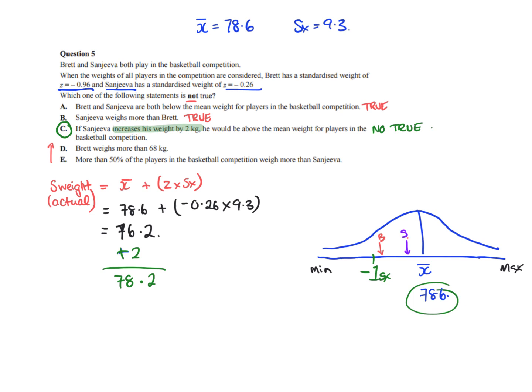So is Brett weighs more? So if you go and do the same formula for Brett, you'll see that he does weigh more than 68. And if you do more than 50% of the players in the competition weigh more than Sanjeeva, we can already see that because he's below the mean and 50% is above the mean. So that's definitely true. We can tell that already.